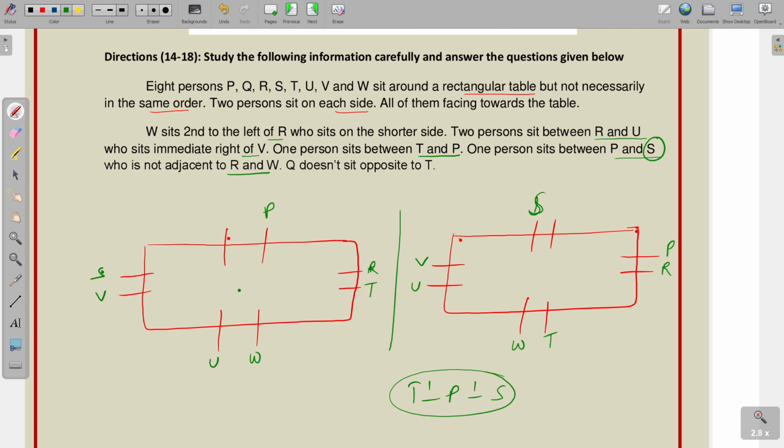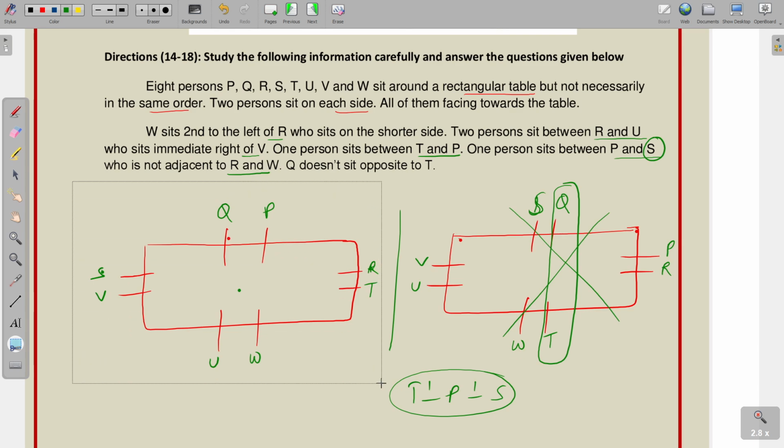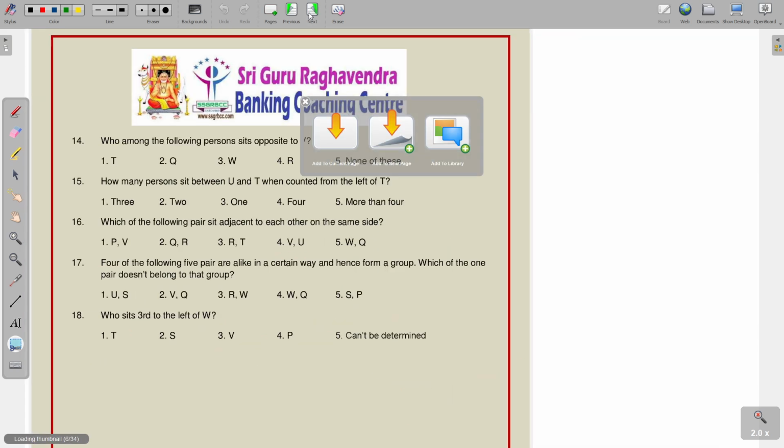And next, Q doesn't sit opposite to T. So if Q is placed here, Q and T are opposite to each other. So this is not correct. So this one is the correct one. It is the final output of the puzzle. Okay, so let's move on to the questions.